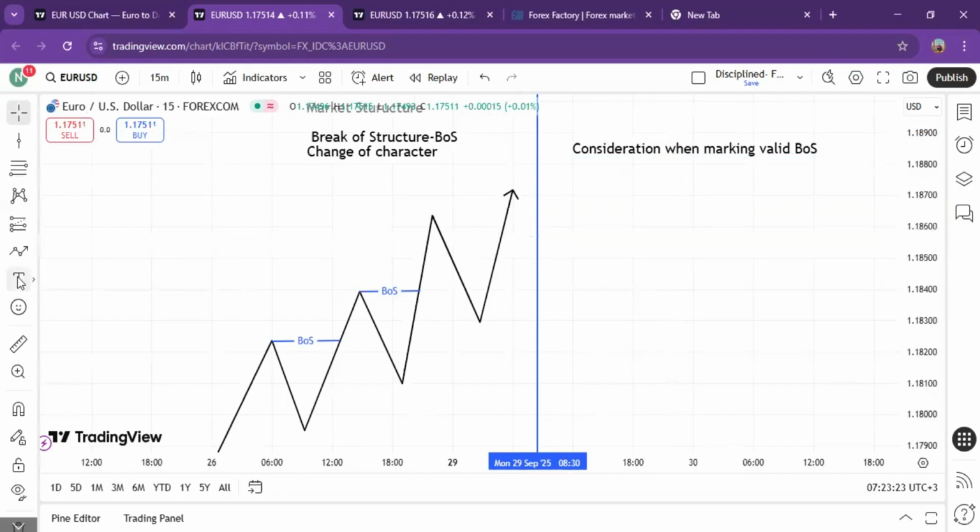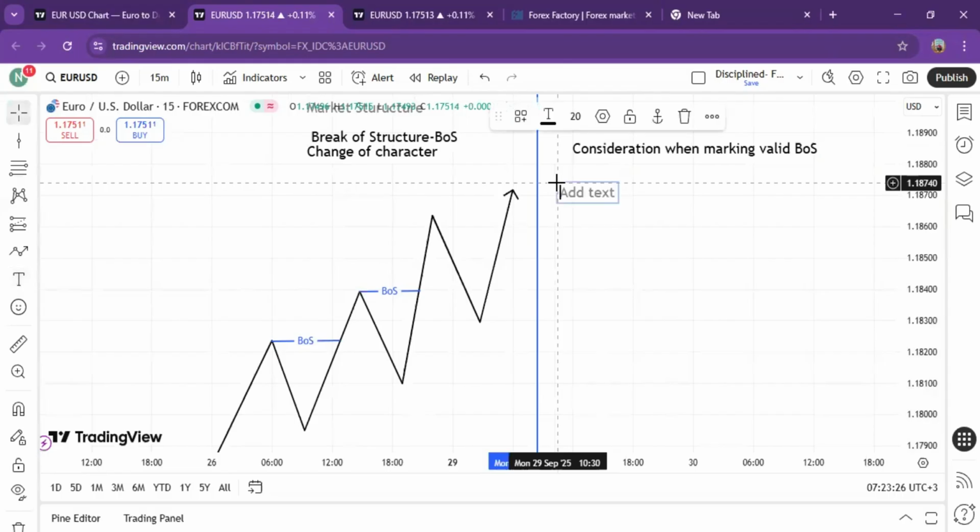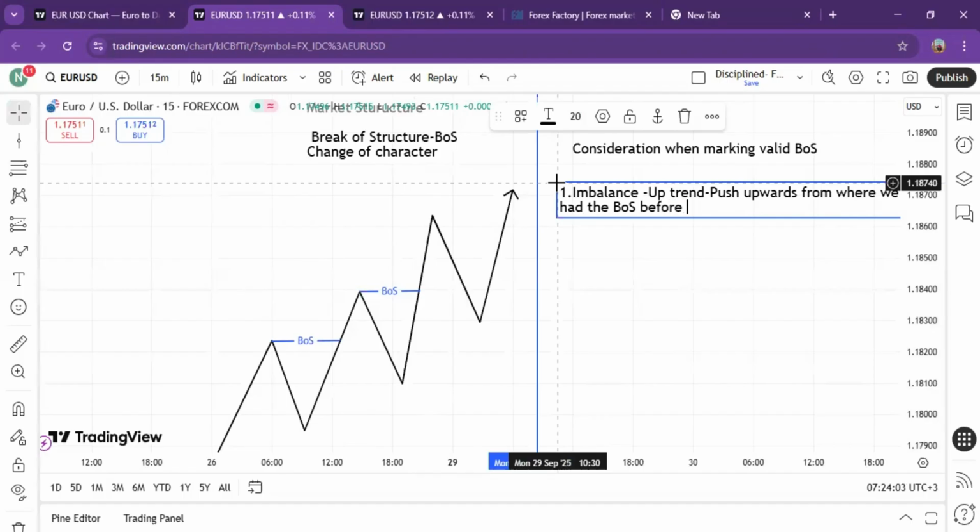The first, I'm just going to outline them first. So one thing we want to see is imbalance in the market. So on an uptrend, this is the push upwards from where we had the break of structure, before the next pullback.